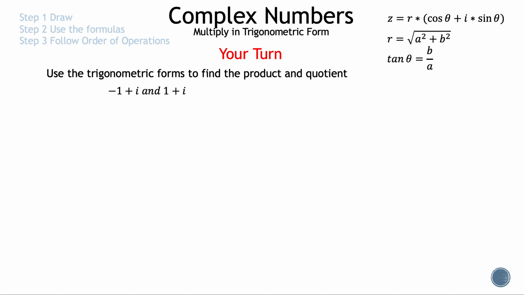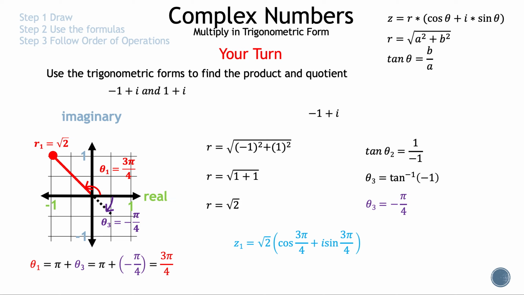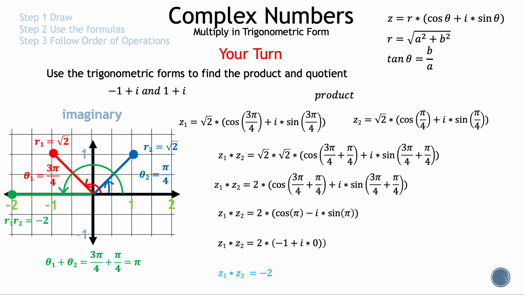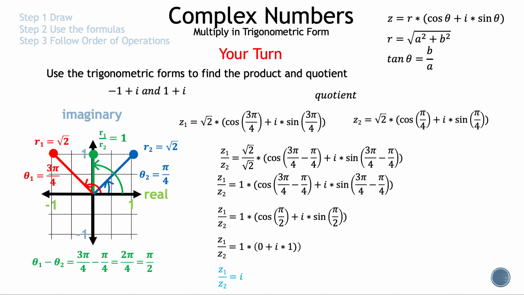Now it is your turn. So go ahead and pause the video here so you can take your time to answer this question, and I'll show you the results in 3, 2, and 1. Here is z sub 1, z sub 2, the product of z sub 1 and z sub 2, and the quotient of z sub 1 and z sub 2. Did you get everything correct? Superb. If not, there's always tomorrow.